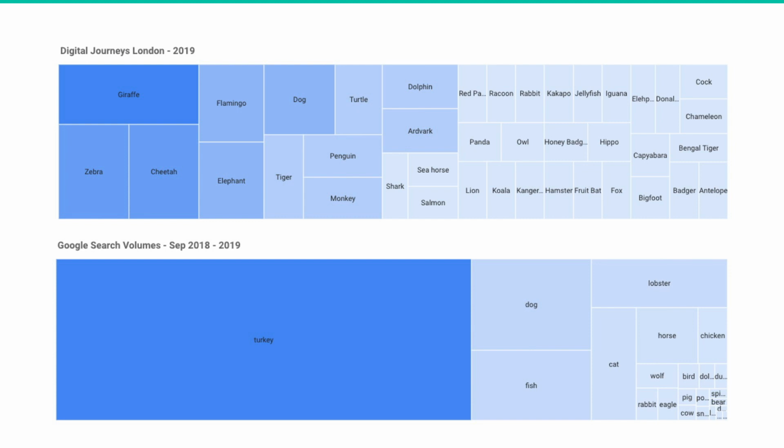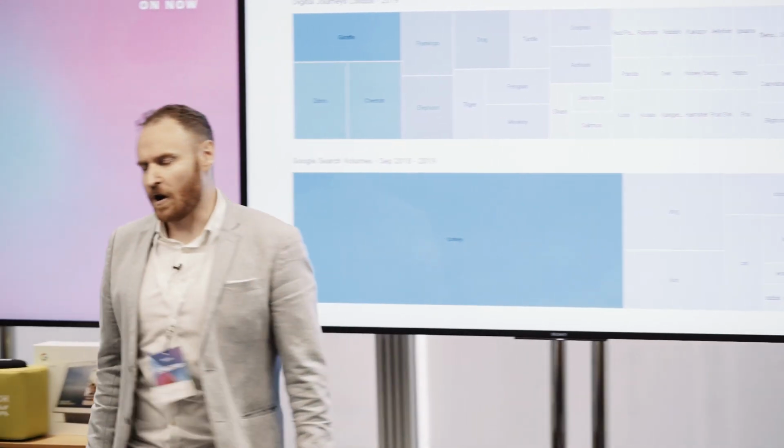Dog, I would expect dog and cat to be up there, but they're not. Here is the Google search volumes of the top animals. It's obviously a little bit skewed because you've got turkey in there, which is obviously the country and the food. You've got fish and lobster, which I assume people are not having as pets, and wolf, probably influenced by Game of Thrones as well.